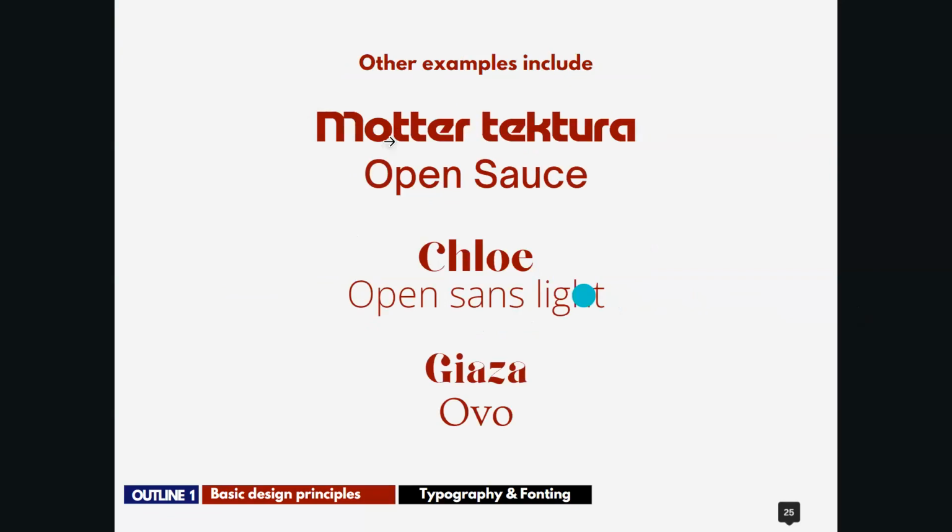We have the Mota, Ketura, and open source. We have the Chloe and the open sunlight. We have the Gazer and Ovo. Yeah, so these are some of the popular fonts, font combinations that I use in Canva.